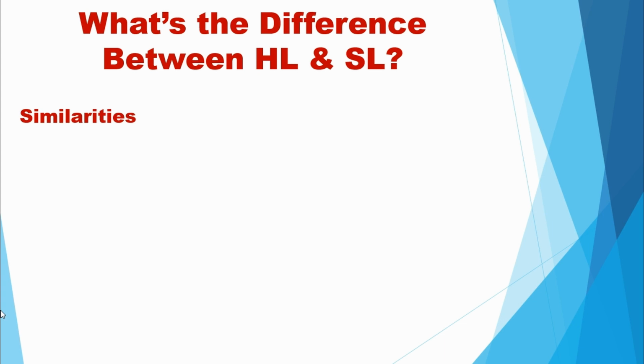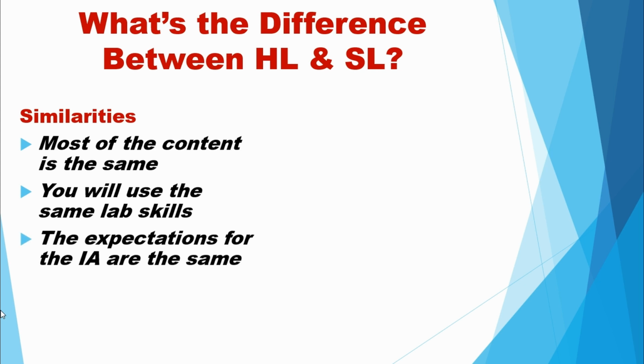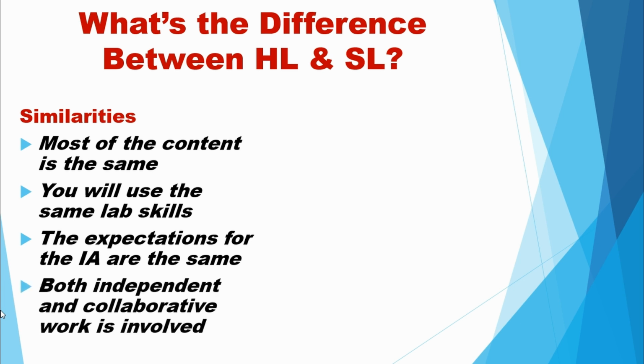The slide shown earlier with the topics had 25 separate topics. 19 of those 25 topics are the same for HL and SL students. You're going to use the same lab skills, whether you study HL or SL physics. And again, the expectations for the internal assessment are exactly the same. They are all graded on the same IB rubric. Whether you take standard or higher level, there are times when you're going to be expected to work independently, and there are other times when you're expected to work collaboratively with your classmates.